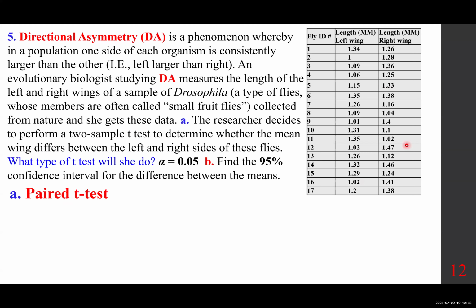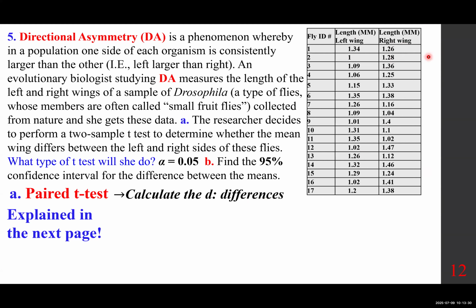So in short, all you have to do is calculate the difference. For example, for the first one, you would say 1.34 minus 1.26 and put it here. You get 0.08. For the second one, you would put 1 minus 1.28. You put it here, it is negative 0.28. That's the difference. And you continue for the rest of them.